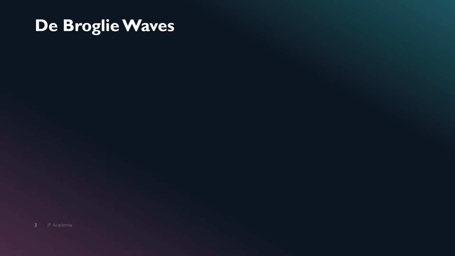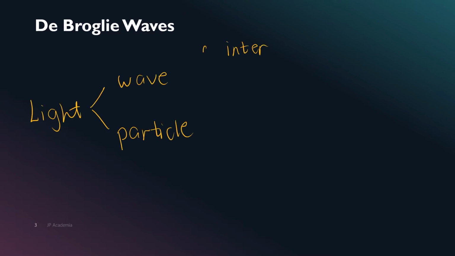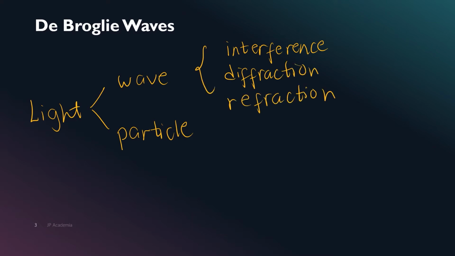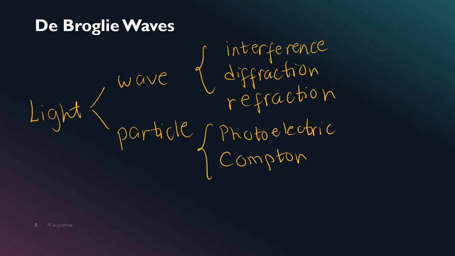We now establish the duality of light, that it shows wave properties through interference, diffraction, and refraction. Also, it has particle properties that include the photoelectric effect and Compton scattering. With this, Louis de Broglie in 1924 said that a particle, such as an electron, can also act like a wave. So the pronunciation of this is de Broglie, and not de Broglie, which is also my usual pronunciation.